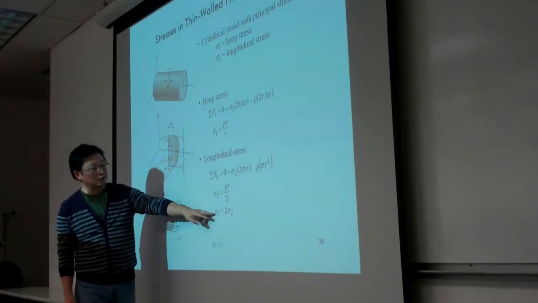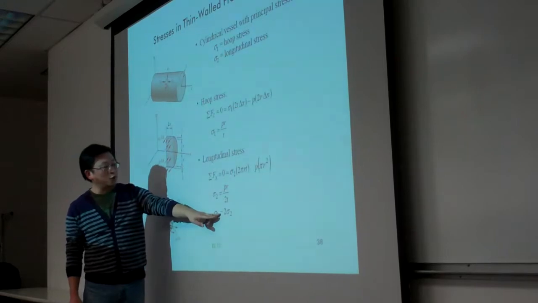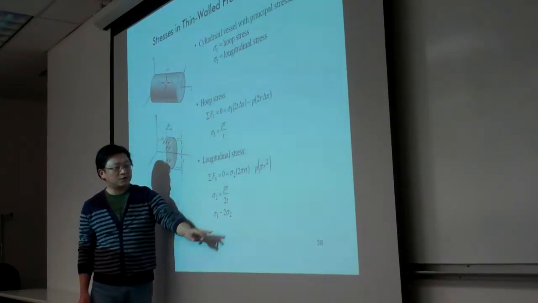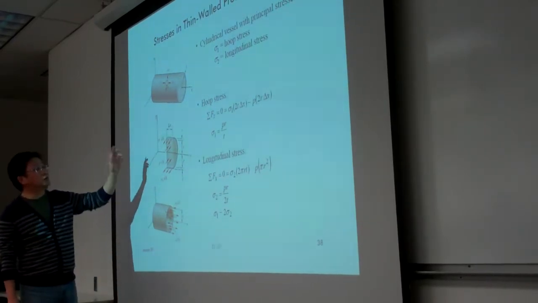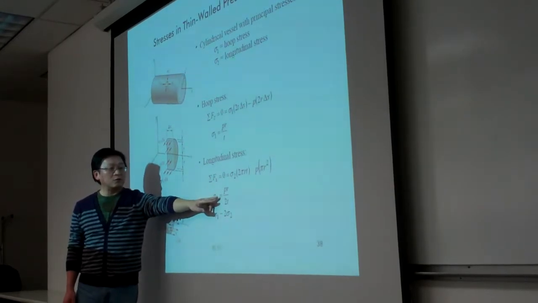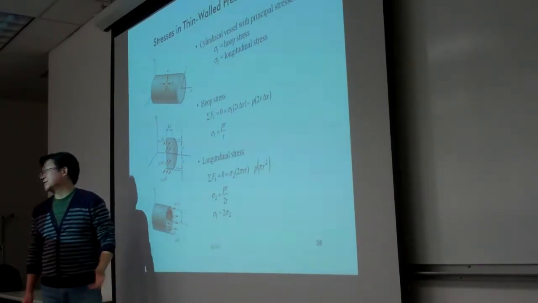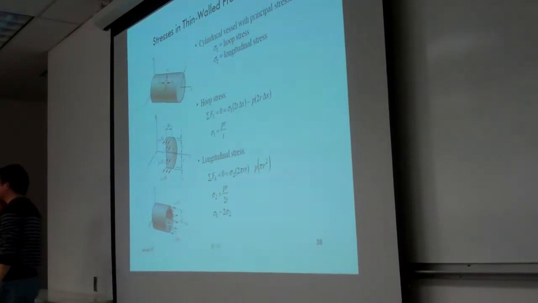Sorry, I think this is a transformation to the PDF. So here you can see sigma 1 equals 2 sigma 2. That's it. For a cylindrical pressure vessel, we have sigma 1 equal to PR over T, and sigma 2 equal to PR over 2T. That's the equation we can right away apply to the calculation.